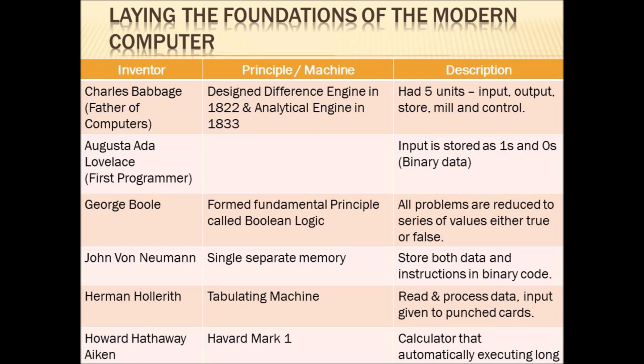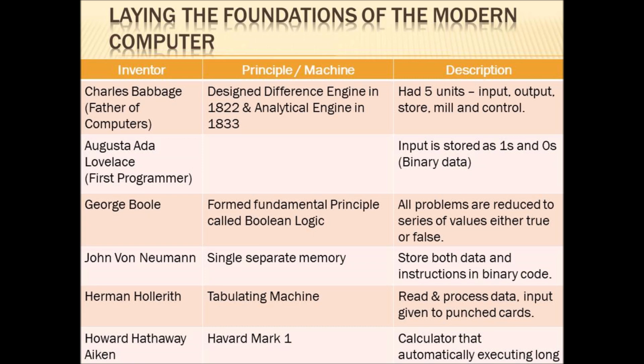Next one is John von Neumann. He designed the machine with a single separate memory. It can store both data and instructions in binary code. This single separate memory can store the data in the form of binary code.